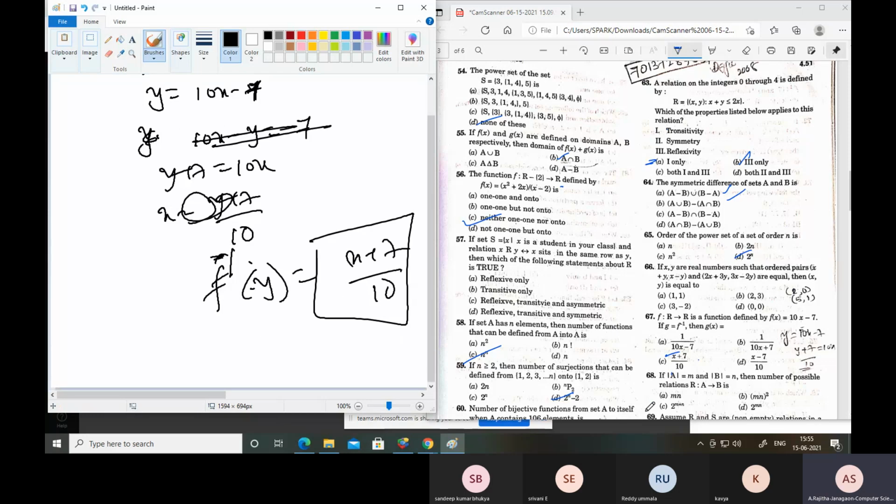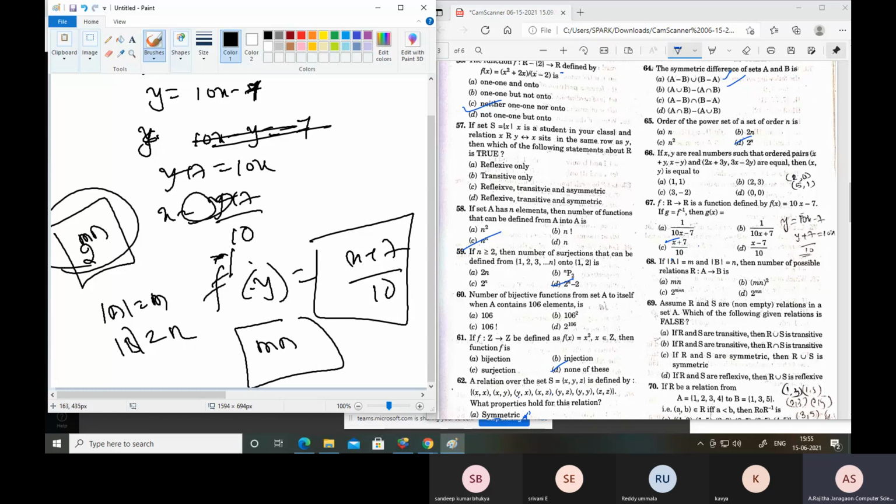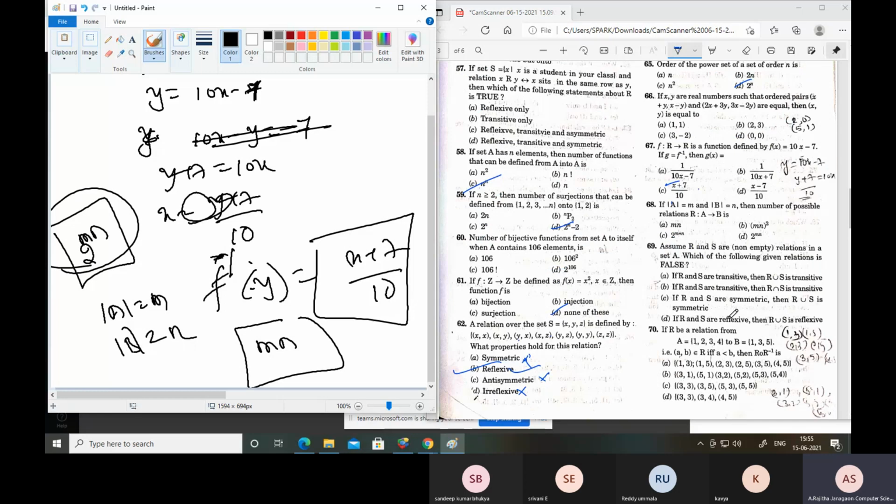Now the question is number 68. Here a equal to m and b equal to n. Then how many possible relations are there? The answer to 68 is d, that is 2 to the power of mn. So the number of possible relations means, suppose a equal to m and b equal to n, how many Cartesian products are there? That is m into n. How many relations can be formed from them? 2 to the power of m into n. Okay, so these are the kinds of questions.